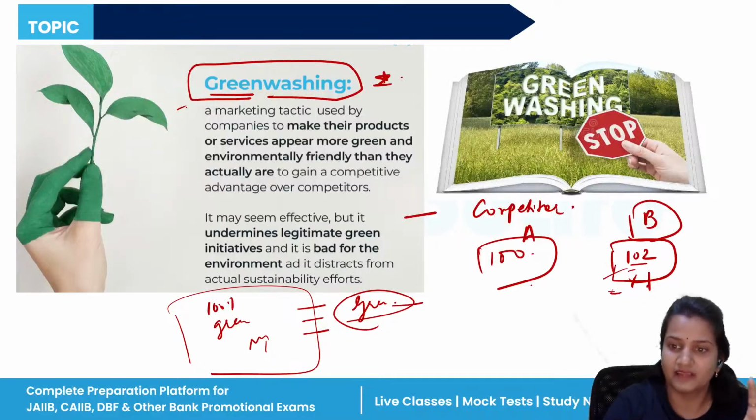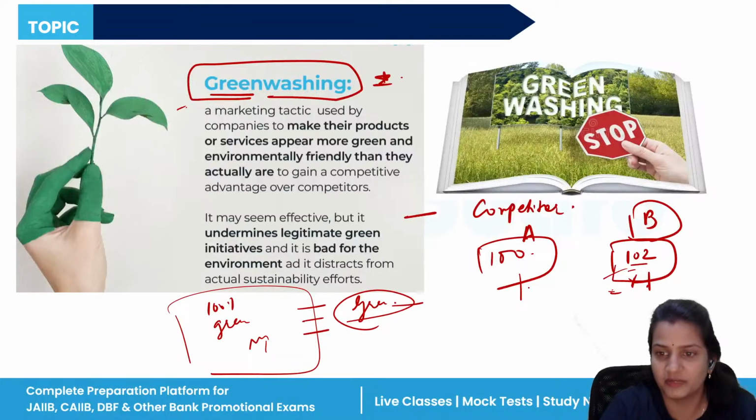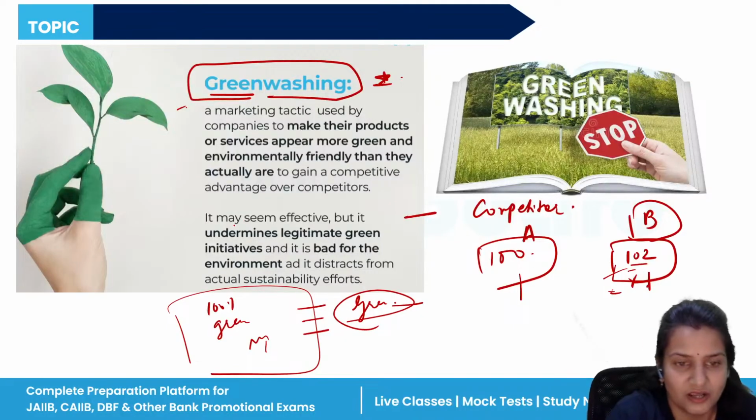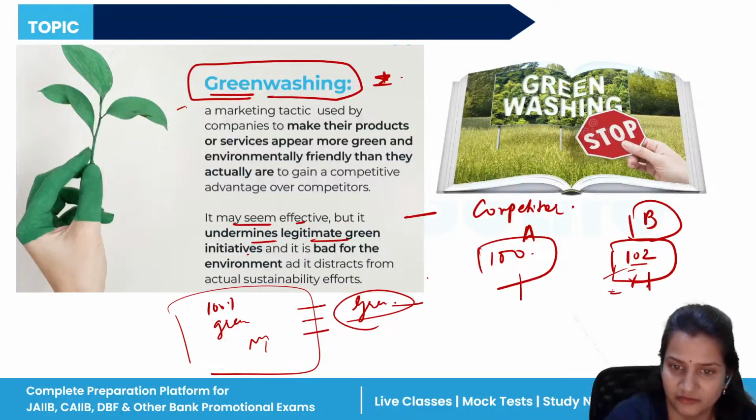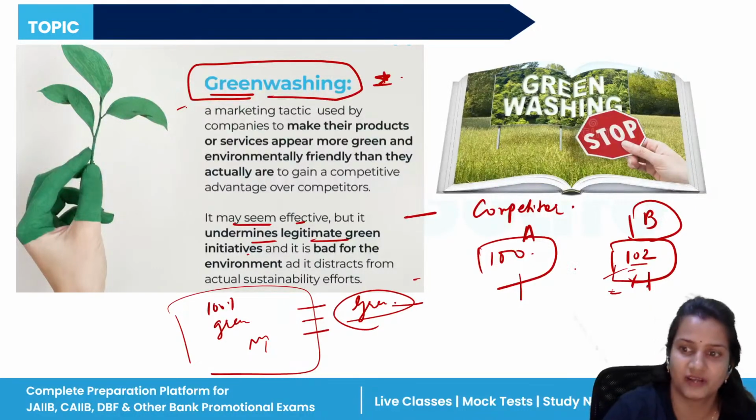So what happens in this case? The competitors who are taking correct measures, who are actually making sustainability efforts, get distracted. It may seem effective, but it undermines legitimate green initiatives and distracts those who are actually working for sustainability from their real efforts. This is what happens when a company uses the tactic of greenwashing.